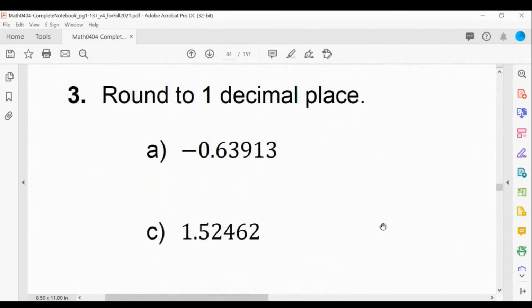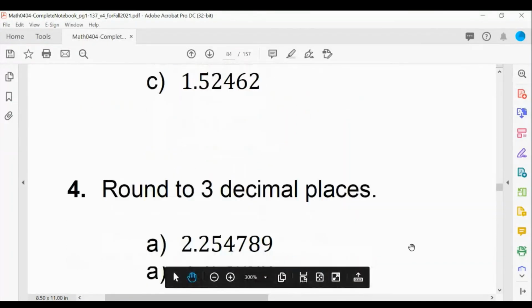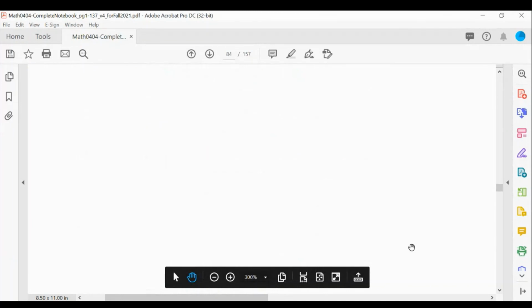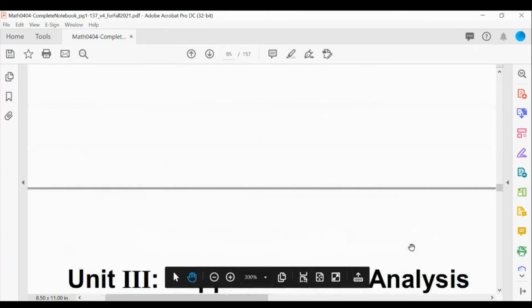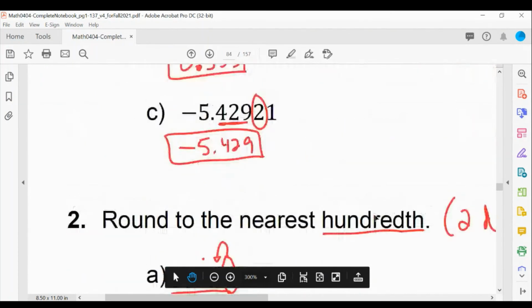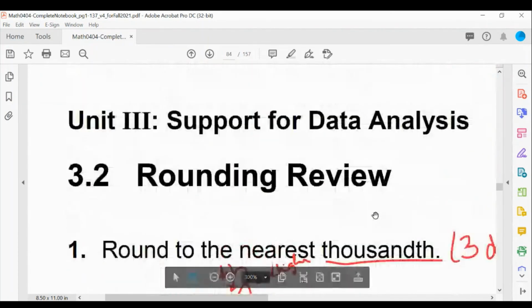Next one's 1 decimal place. So if I'm rounding to 1 decimal place, I circle my 2nd decimal place. If that is 5 or higher, I round up. Otherwise, this one would stay at 0.6. All right, so you can finish the rest of these. These are rounded to 3 decimal places for page 84. Okay, and that's it for section 4 as a quick review for rounding decimal places.